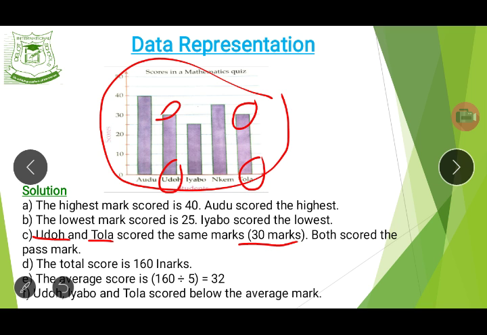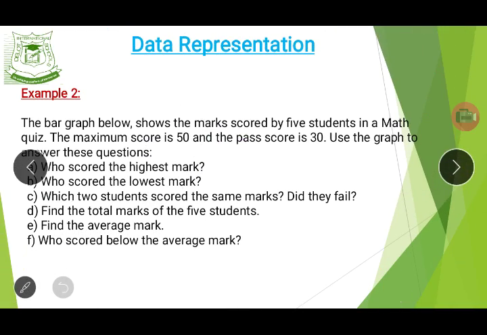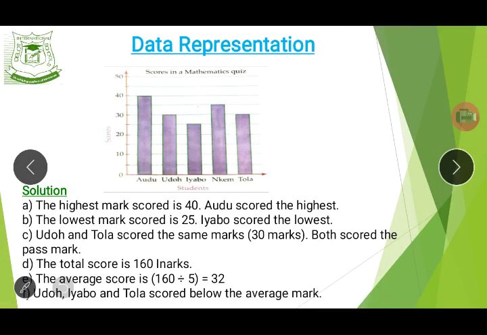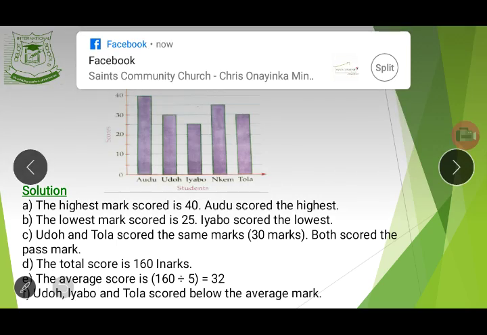Then the second part was, did they fail? But we know from the question that the pass score is 30. Therefore we can say both scored the pass mark. That is, they did not fail. Okay, good.